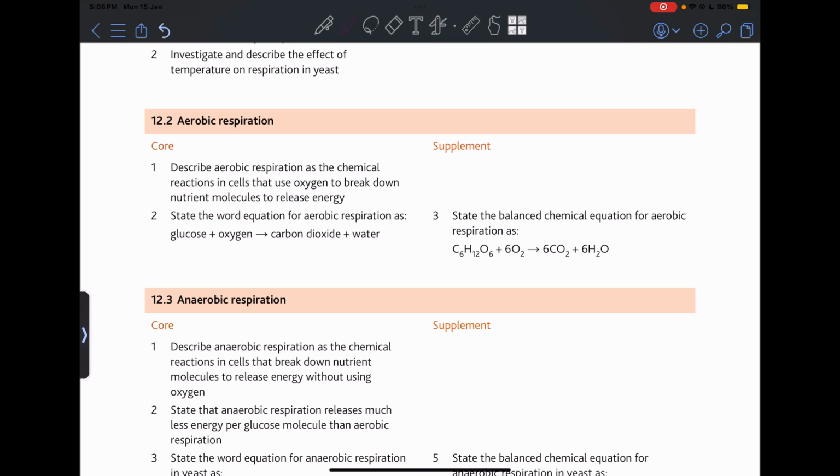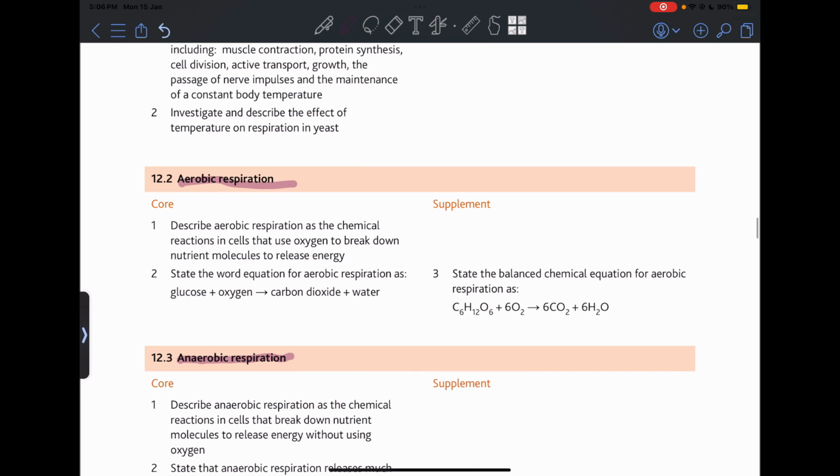12.2, which is about aerobic respiration, describe aerobic respiration as the chemical reactions in cells that use oxygen to break down nutrient molecules to release energy. So, aerobic respiration and anaerobic respiration, what is the difference between them? Aerobic respiration uses up oxygen, and anaerobic uses up no oxygen.